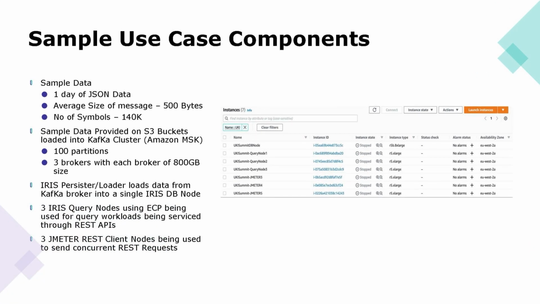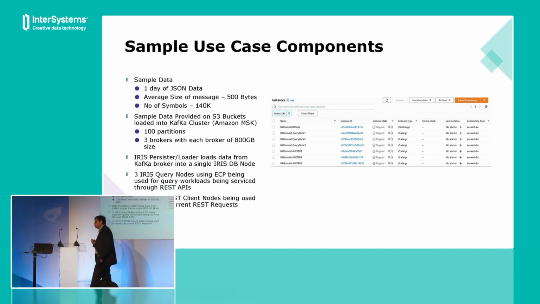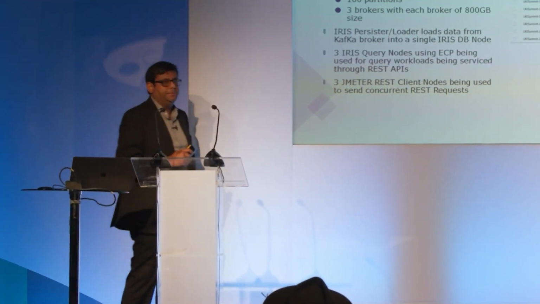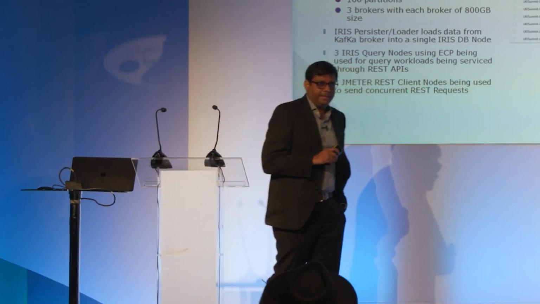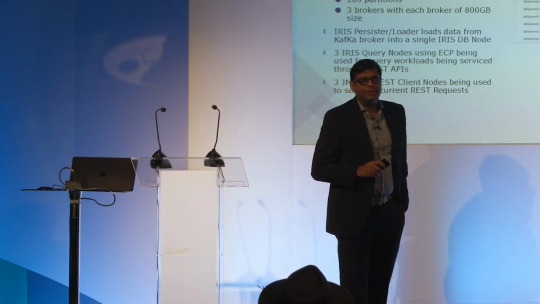So in entirety, if I were to look at the infrastructure that we put together for this particular POC, it was basically sample data we had in S3 objects. We wrote a program to load those S3 files in JSON format into a Kafka cluster. Then from that Kafka cluster, we wrote a program utilizing our Iris persister component to ingest the data into Iris. And the REST API, which was a bunch of SQL commands for a particular API, was running on each of these ECP servers.